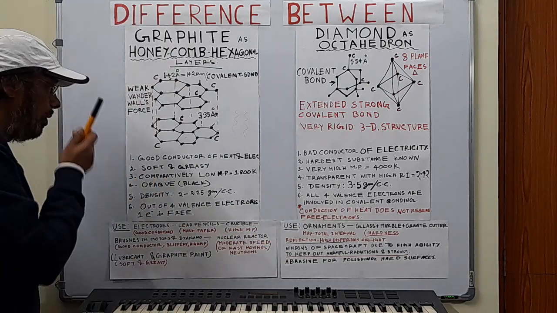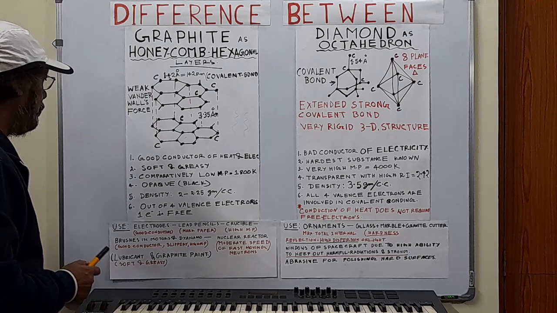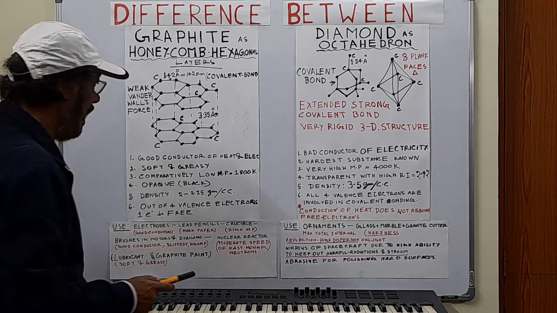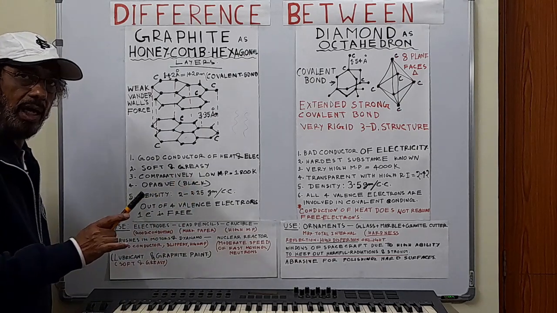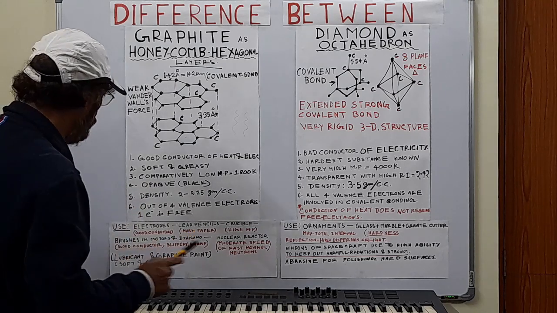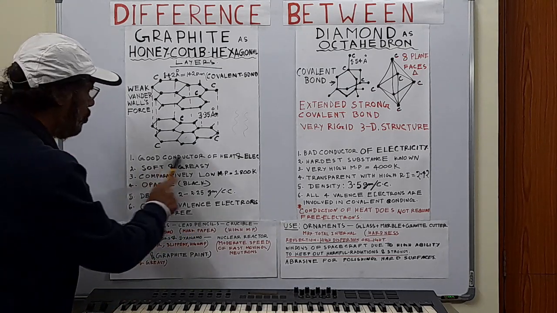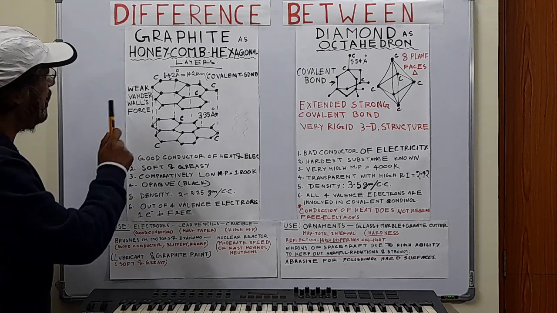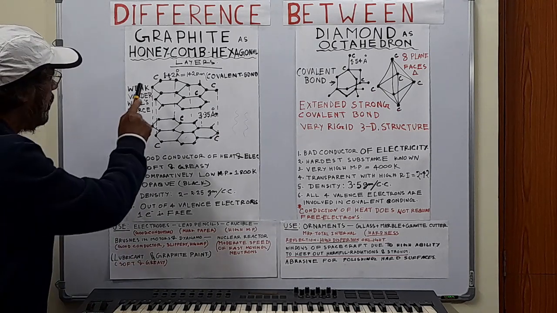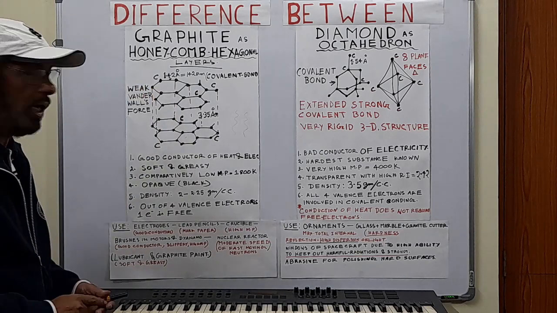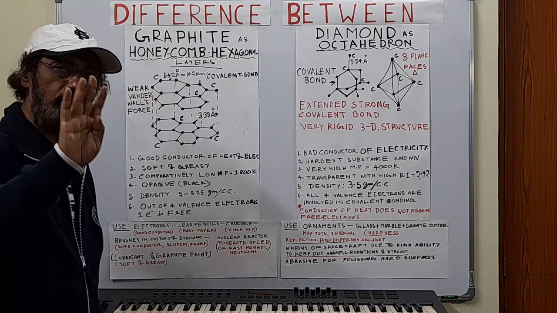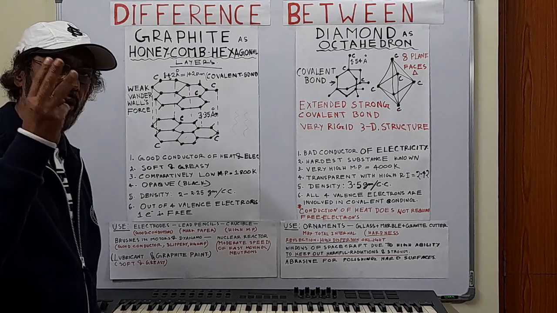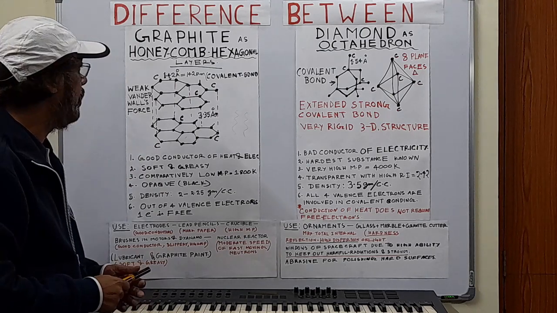Now I want to explain the properties and uses of graphite and diamond, so you can find the difference between the two. First, graphite is a good conductor of heat and electricity. Now for electricity, I want to explain that in graphite, out of 4 valence electrons of carbon, 3 electrons are utilized in the formation of covalent bonds.